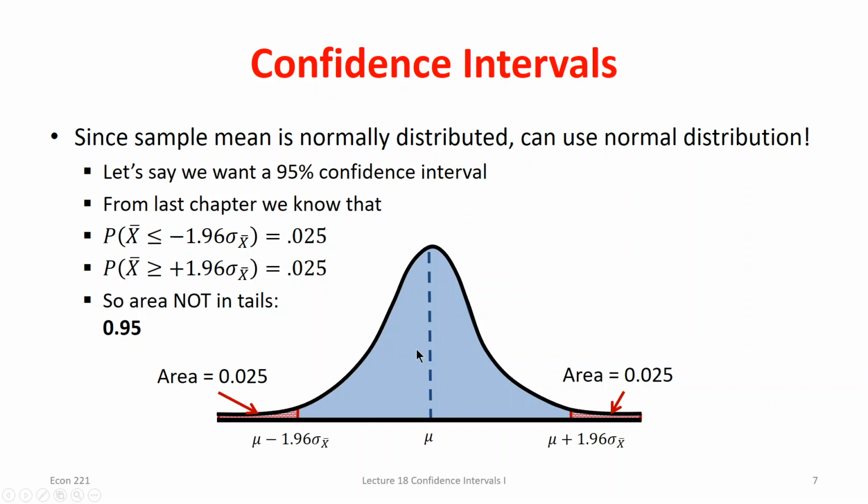Okay? So we can think about the confidence level we want as the area that we want not in the tails, or in our confidence interval. So for 95%, the probability that we see something within our confidence interval would be 0.95. The probability we see something outside of that would be the remainder. If 0.95 is within, 0.05 is outside.